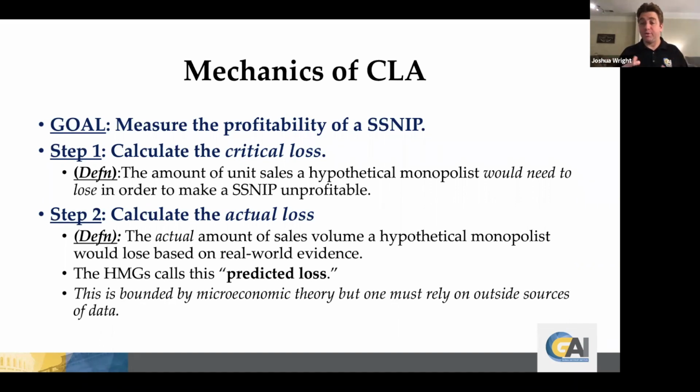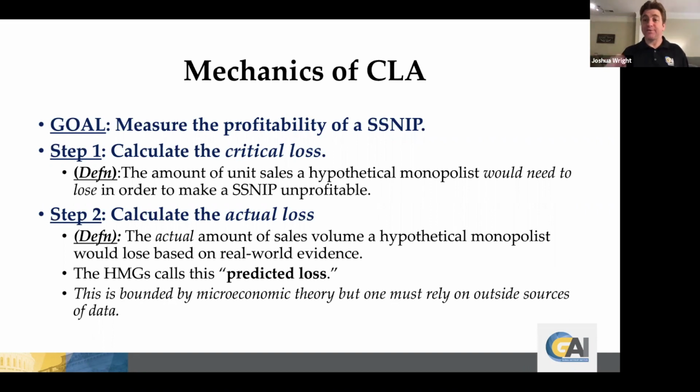We know the margin for the firm. We say it increases that margin by 5%. How many sales would it need to lose to break even? We can sort of calculate that on the back of an envelope, right? Not difficult to do. All the action here is in step two, right?